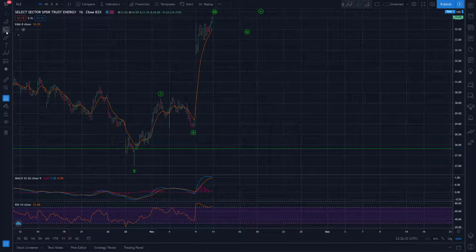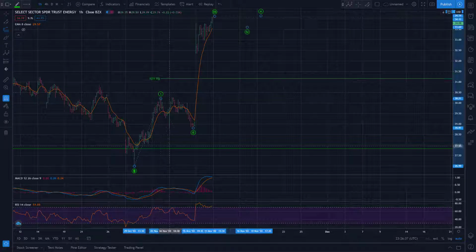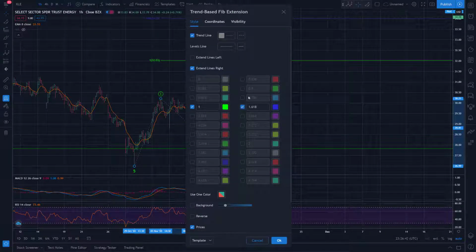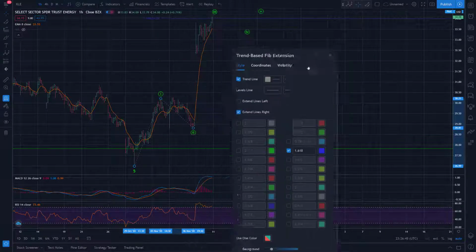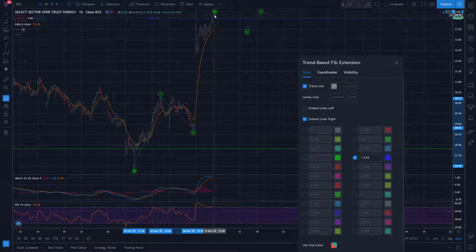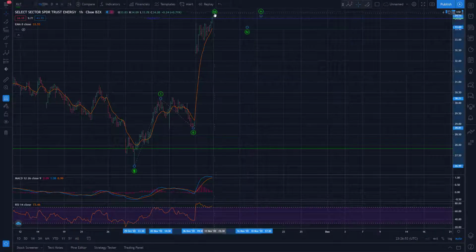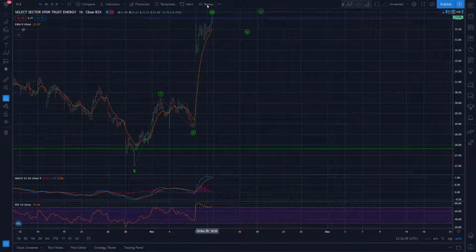So as far as shorter term targets here, third wave targets, what do we got going on? We can put on the 1618. I think we've already surpassed that. Actually, we're just right about the 1618 right now. Okay. So maybe our wave 3 is coming to an end soon, although there's certainly no evidence of that.